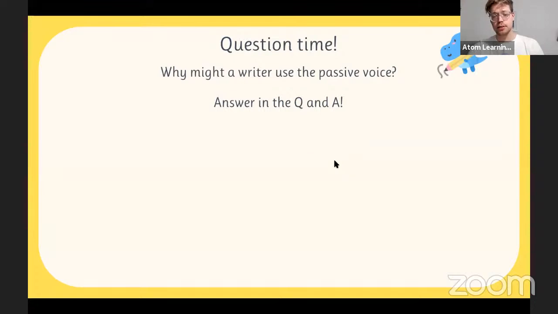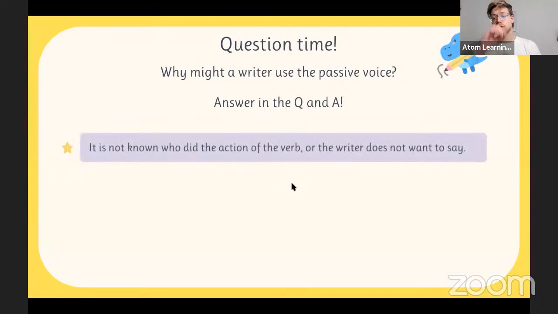Really good. So let's have a look at some examples. Sometimes we'll use the passive voice when it's not known who did the action or the verb, or the writer does not want to say, which again, could create some suspense. So like, the plate was broken, dun, dun, dun, who did it? We don't know, we use the passive voice. Whereas if we said, Jono broke the plate, there's no suspense there. We know who did it.